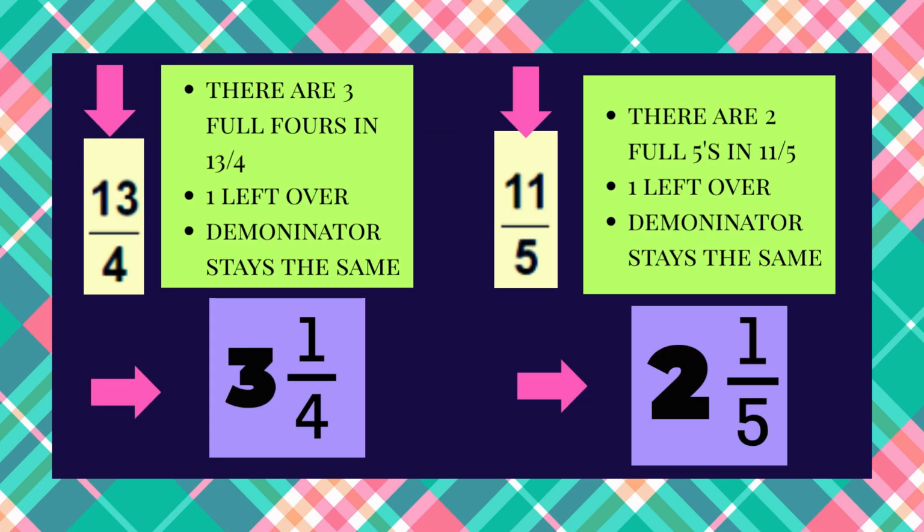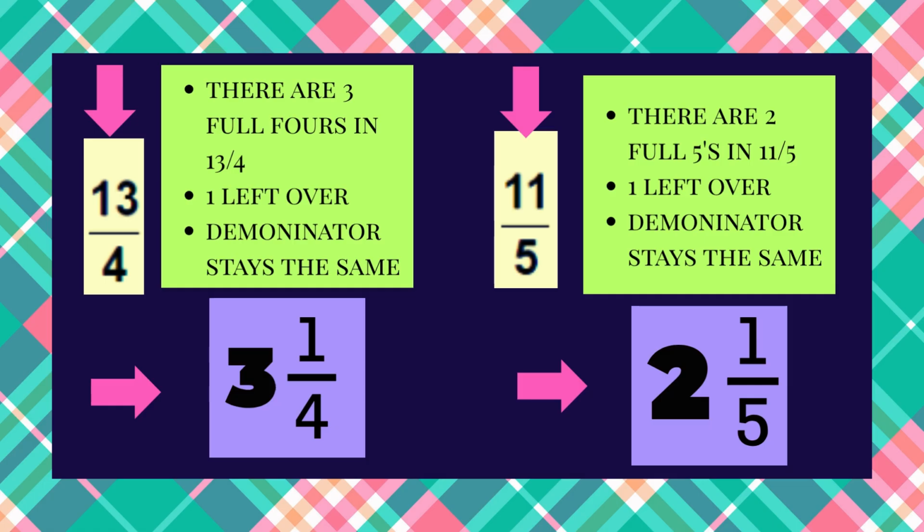Let's start with 13 over 4. To convert this, you figure out how many complete 4s fit into 13. Since 4 times 3 equals 12, there are 3 full 4s with 1 left over. The denominator stays the same, so 13 over 4 becomes 3 1/4.